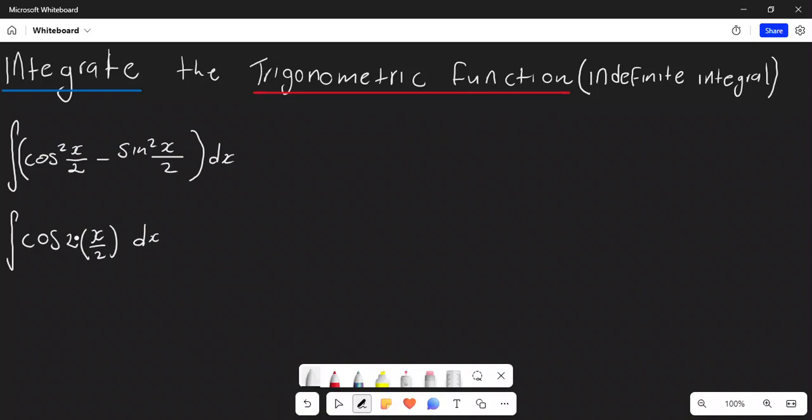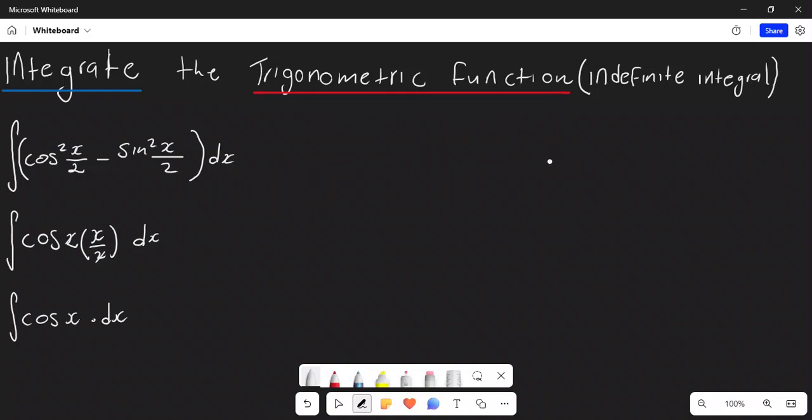Alright, now that you manage to substitute with the double angle, you need to continue and do this one further. So you can also say 2 divided by 2 and you're going to be left with what? Cos x multiplied by dx. Now from here you can start integrating.